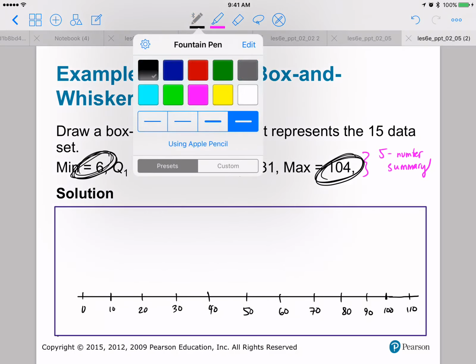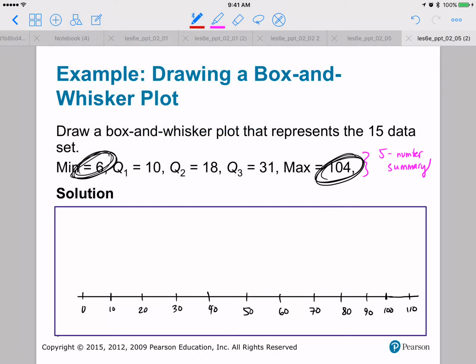So here we go. So I'm going to put my min at 6. So that looks like a good estimation for 6. My max is at 104. So that looks like a good estimation for 104. And I'm going to draw my line in between them. Okay.